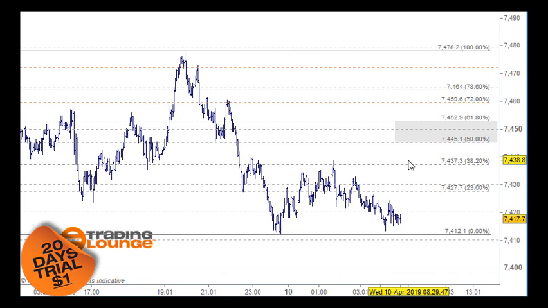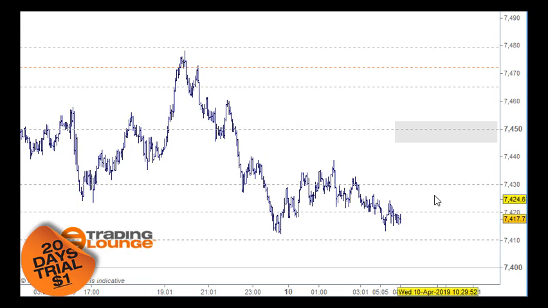So we trade the levels and we trade support and resistance, and we use Elliott wave to help us with the direction. That's all.